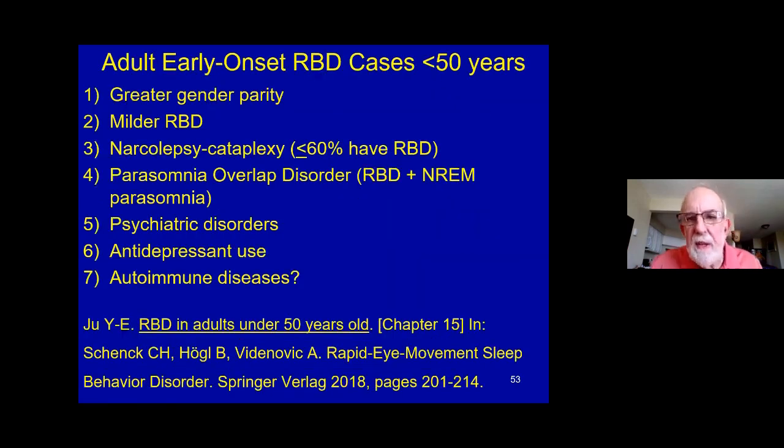Now, we need to focus not just on middle-aged and older adults with RBD, but there are a number of reported cases in the case series of early onset in adulthood, under the age of 50 years. There's much greater gender parity. In general, milder RBD, greater association with narcolepsy cataplexy. Up to 60% of patients with narcolepsy type 1 have RBD. The parasomnia overlap disorder that I just mentioned, association of psychiatric disorders and antidepressant use, and perhaps also autoimmune diseases. So there's a lot of research opportunities in RBD affecting patients under the age of 50 years.